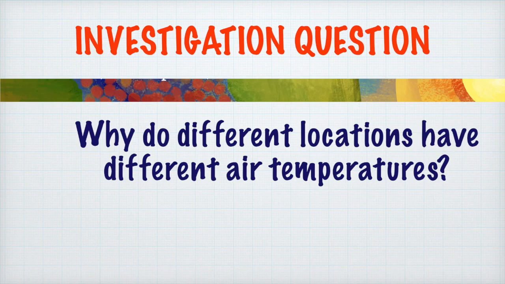So far, we know that energy from the sun is transferred to Earth's surface. Some of that energy then is transferred to the air above the surface. This tells us how energy from the sun can warm the air, but does not explain why different locations have different temperatures. So what we're looking at is, why do some areas get more thermal energy or more temperature or more heat transferred to the air above it? So why do different locations have different air temperatures?